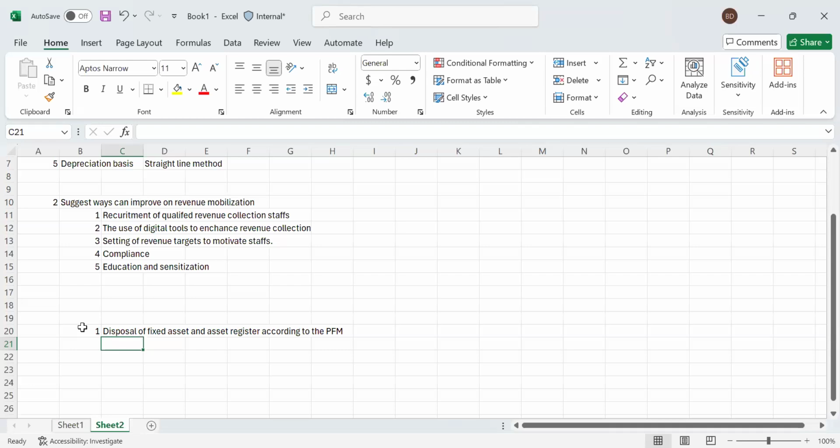Then, this is where the question is coming. Adibi is a junior accountant at the same municipal assembly. Adibi has worked at the municipal assembly for the past 15 years. As a senior accountant, Adibi should advise Felix on the processes he should follow in accordance with the Public Financial Management Act when it comes to disposal of assets and asset register.